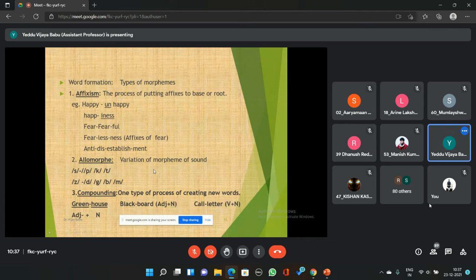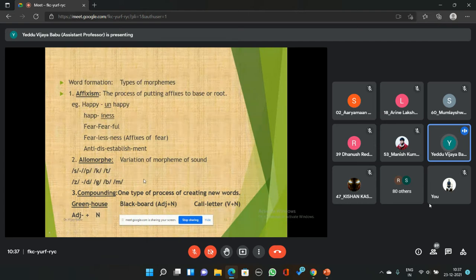For example, boy is a free morpheme. It is a complete free morpheme. And when you say boys, the ending is not pronounced as s but as z. Like that, these are examples of variations in sound representation.